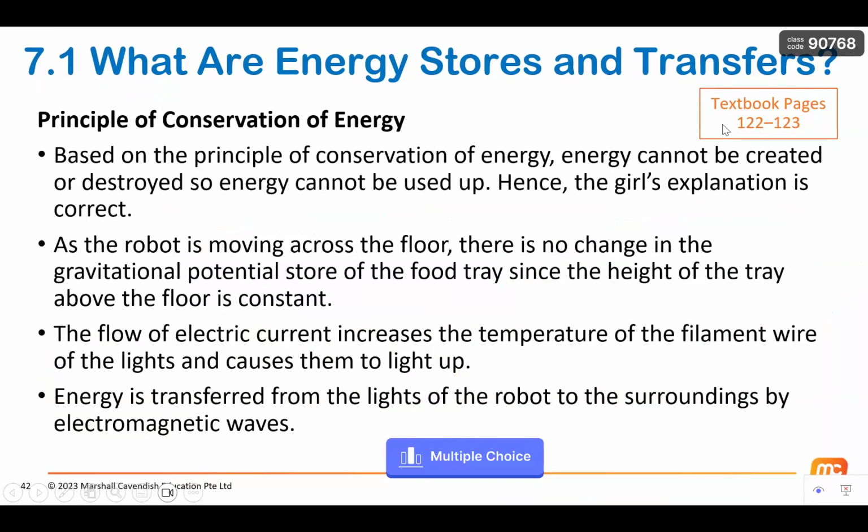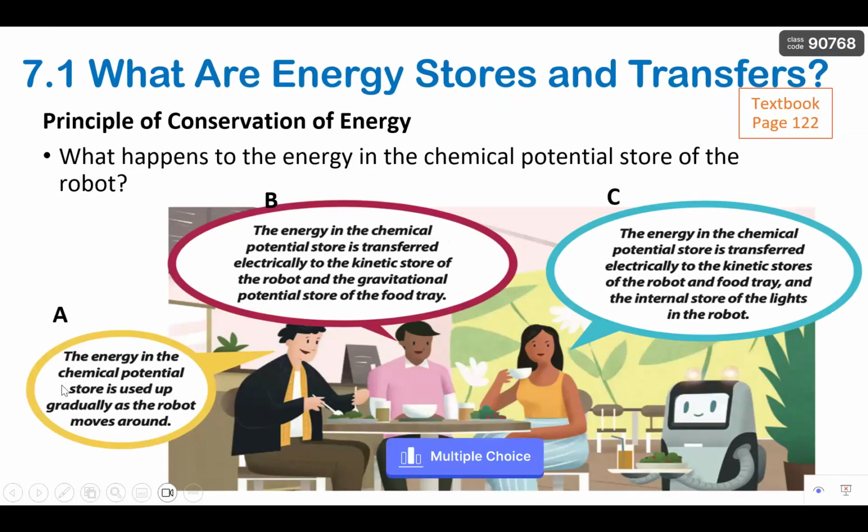Okay, so based on the principle of conservation of energy, energy cannot be created or destroyed, so energy cannot be used up. So the first person is wrong, who says that the energy in the chemical potential store will be used up gradually as the robot moves around. So yes, the battery will die off, okay, but it's not being used up. It's being converted into KE as well as internal stores.